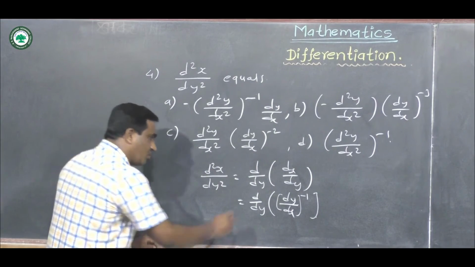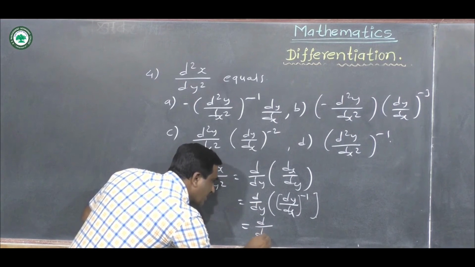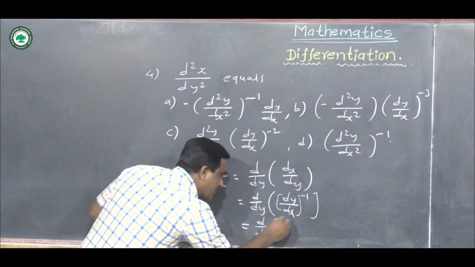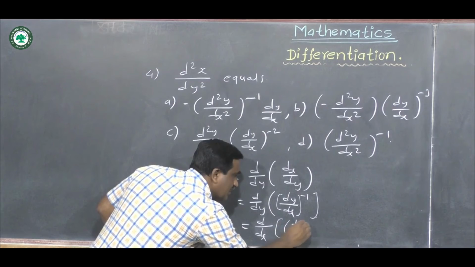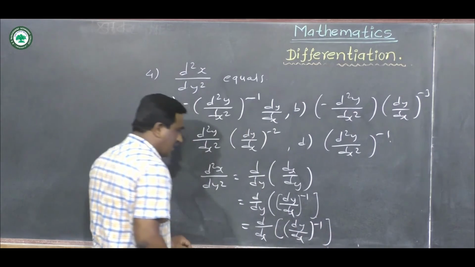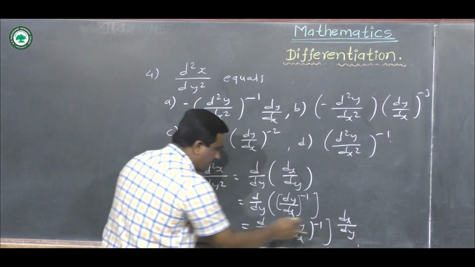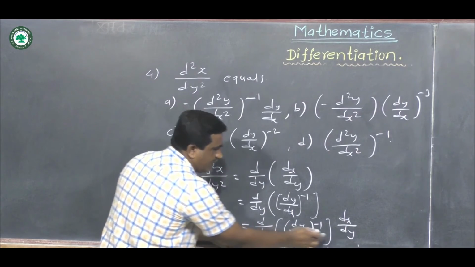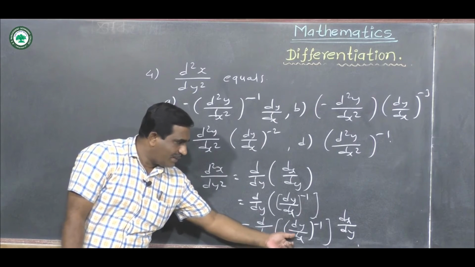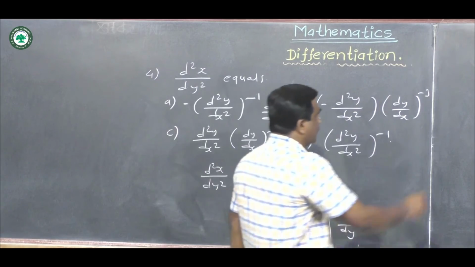Okay, now we can write here by adjusting the term d by dx. We have to find the derivative of this term with respect to x. Therefore, we can write d by dx of dy by dx raised to minus 1 into dx upon dy. Dx upon dx get cancelled, remains only d by dy. Okay, now we have to find the derivative of this dy by dx raised to minus 1 with respect to x. This is a power function.